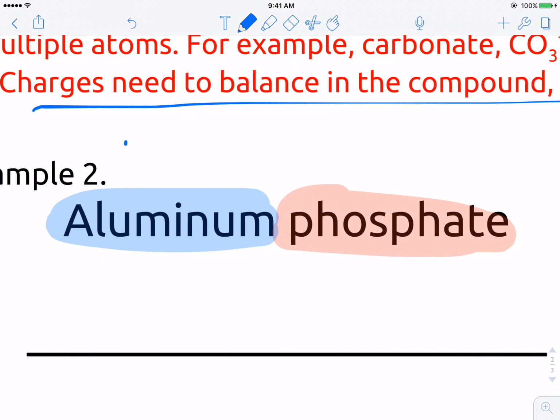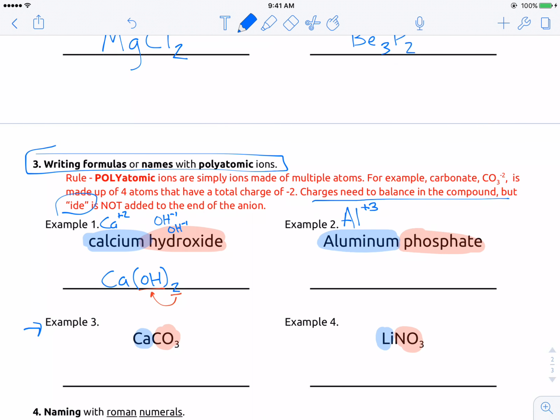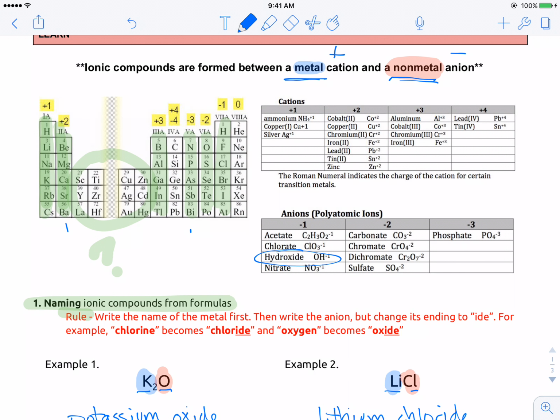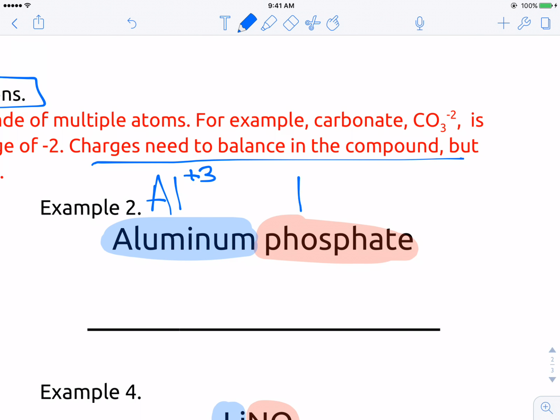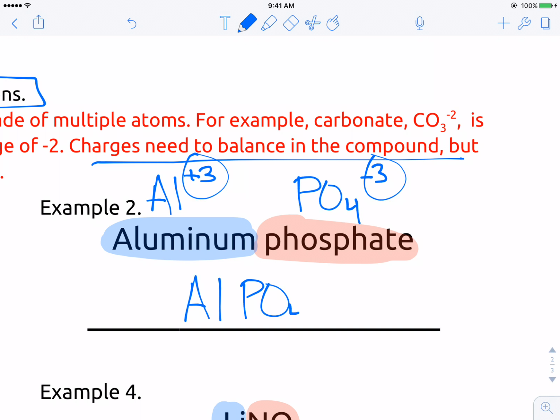So another example here, aluminum phosphate. Aluminum is +3. Phosphate, we're going to look at my reference sheet. Phosphate is PO4, and it has a negative 3 charge. Positive 3, negative 3, those charges balance. So I can just write AlPO4.